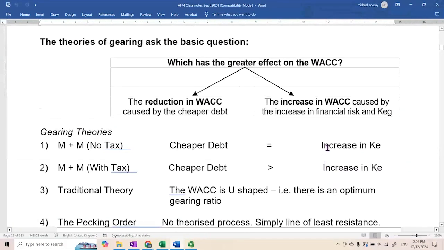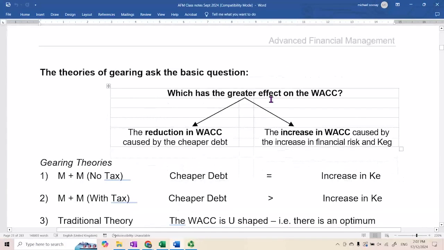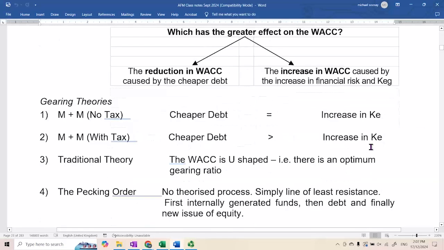Now, moving on. Theories of gearing ask the basic question, which has the greater effect on the WACC? Reduction in WACC caused by cheaper debt or increase in WACC caused by increase in financial risk and cost of equity geared? Listen, I'm going to go through all these theories one by one, yeah? I'm going to start with the first one, M&M theory. This is the name of the people who came up with the theory, Modigliani and Miller.